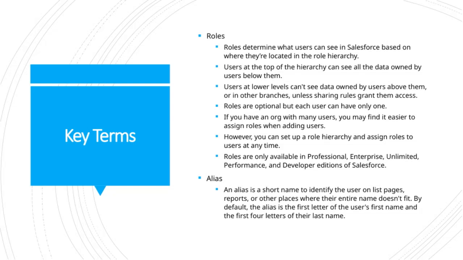Let's talk about roles. Roles determine what users can see in Salesforce based on their position in the role hierarchy. Typically, users at the top of the hierarchy can see all the data owned by users below them. In contrast, users at lower levels can't see the data owned by those above them or in other branches, unless sharing rules explicitly grant them access.